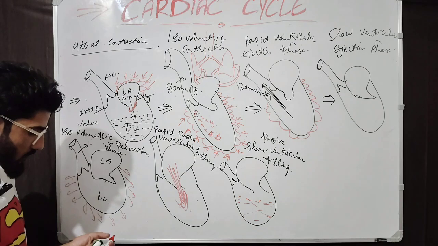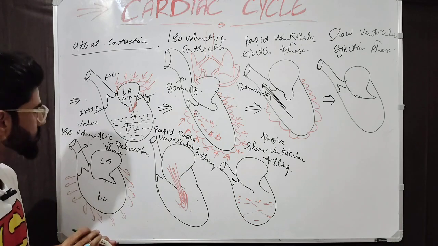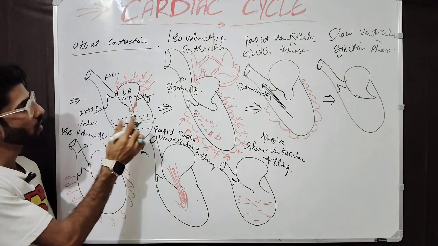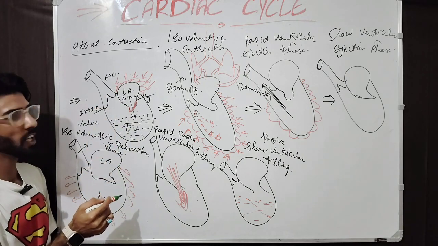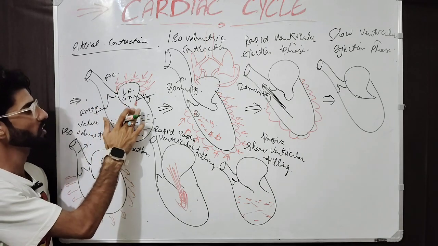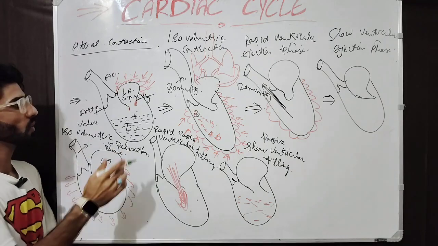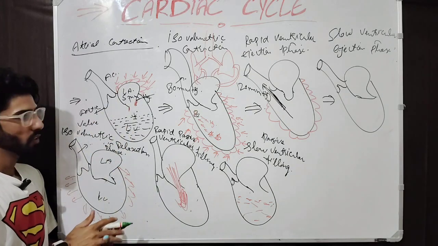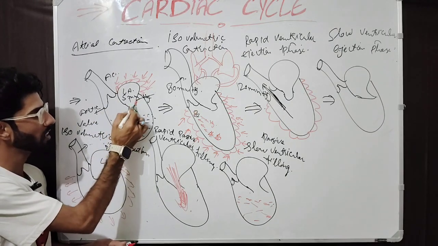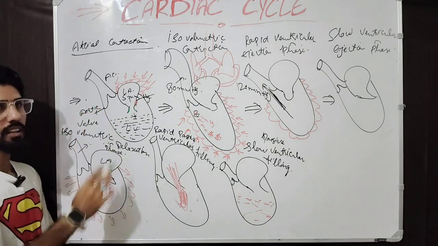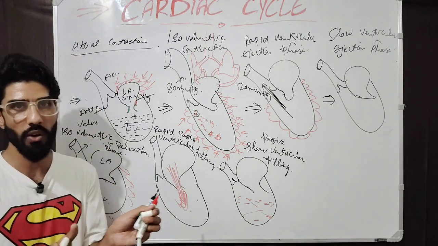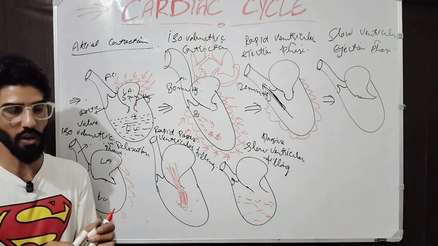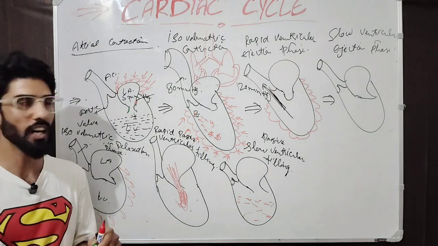Okay, let me draw it with a different color. During left atrial contraction, the valves are open. The mitral valve is open and the aortic valve is closed. During opening of a valve, it will not produce any sound. It will not produce any heart sound.